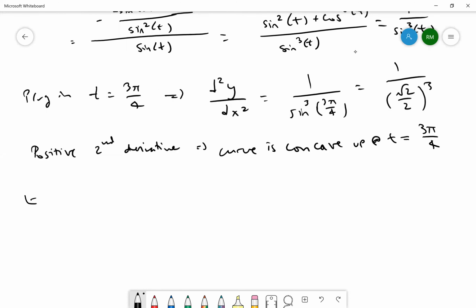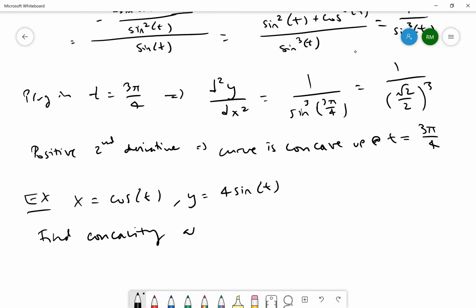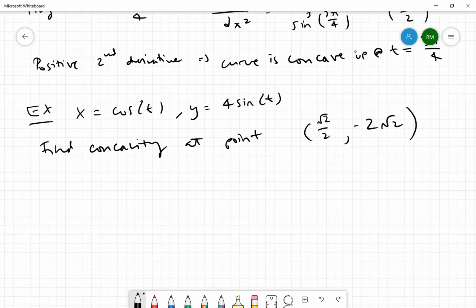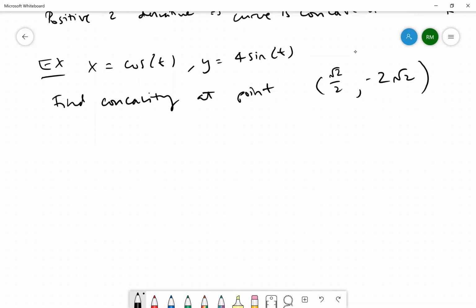All right, so an example for you guys is I'm going to give you your function from before, and I want you to find the concavity at the point root 2 over 2, comma negative 2 root 2. So you'll have to use the equations to find at what time that occurs. All right, so now we know how to take first and second derivatives.